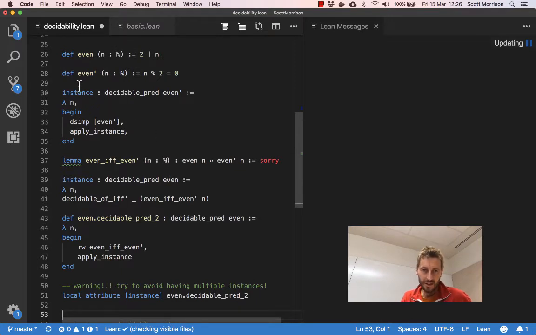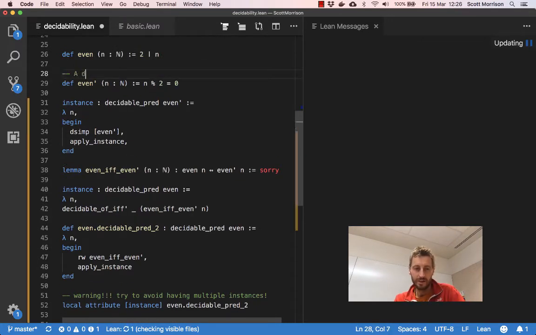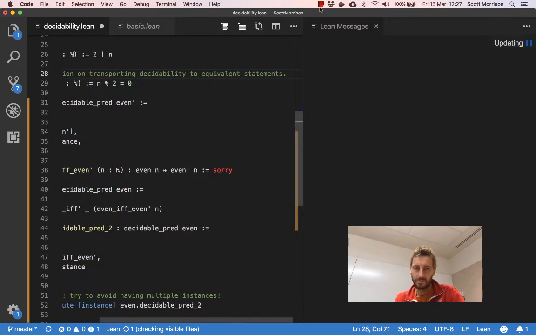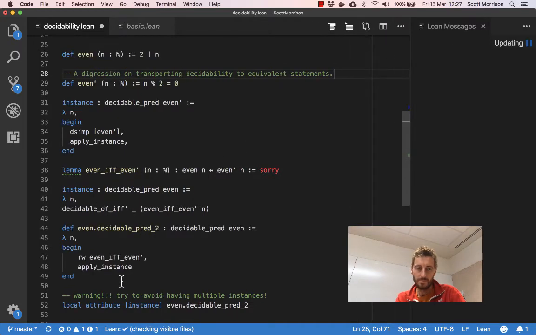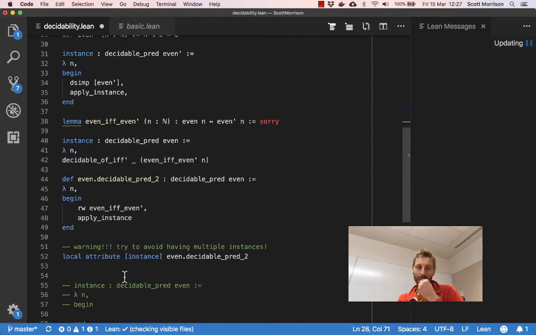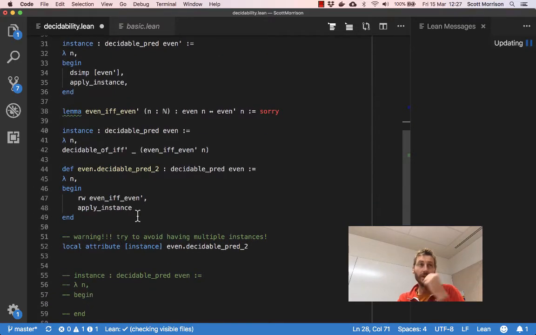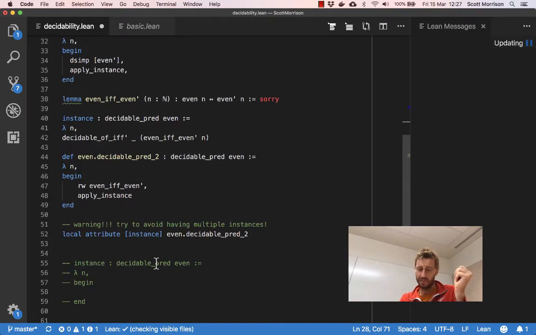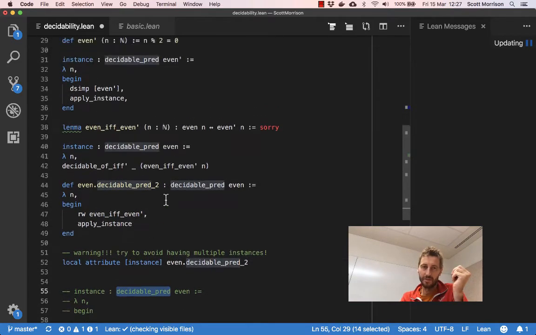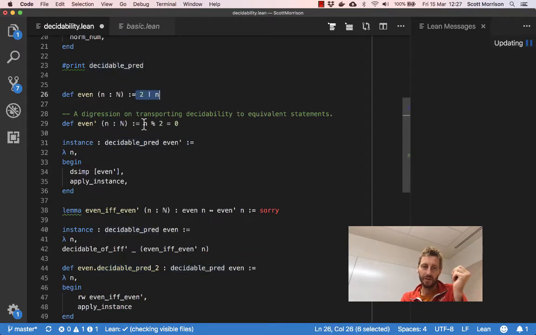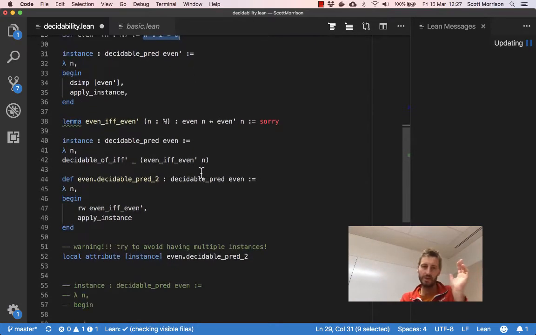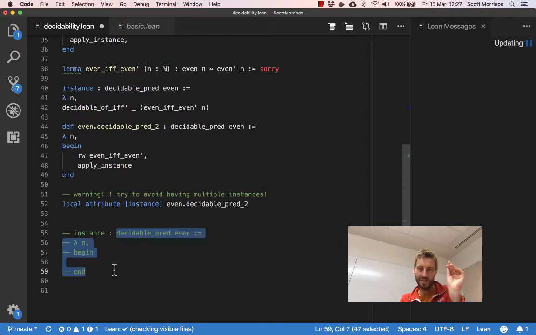So this was a little digression on transporting decidability to equivalent statements. This was Callum's suggestion, that instead of proving decidability of the first thing we did, we should prove decidability of this one. And you could do that, but in some sense it's just pushing the work around.